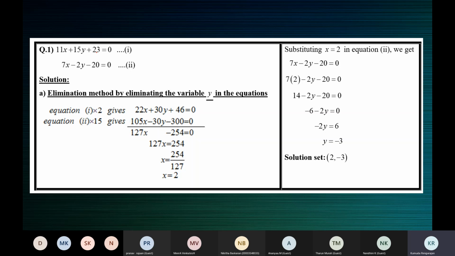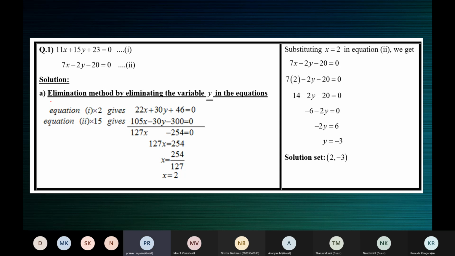Ma'am, I have a doubt. Can you say what we must multiply if we want to eliminate x? First let's understand how to eliminate y, and then we'll understand how to eliminate x. The procedure is the same, Pranav.